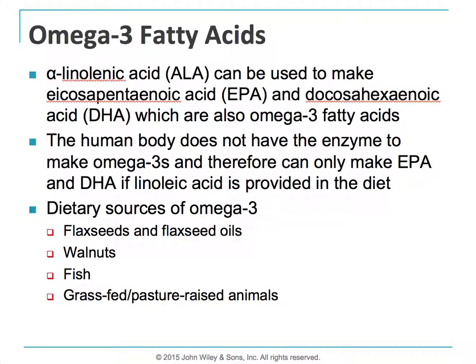The human body, again, does not have the enzyme to make omega-3s and therefore can only make EPA and DHA if alpha-linolenic acid is provided in the diet. Dietary sources of omega-3 include flax seeds and flaxseed oil, fish, walnuts, and grass-fed or pasture-raised animals.